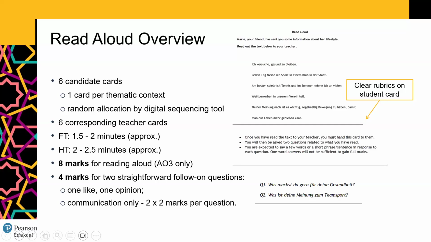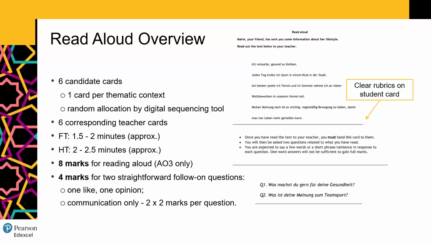As you know, there's going to be a card per context, and this Read Aloud is going to be the first thing that they complete in their speaking assessment. Okay, so in the speaking assessment, the Read Aloud will be the first task that they will have to do. There will be 8 marks for the Read Aloud, and then there will be 4 marks for the 2 questions that follow after that.